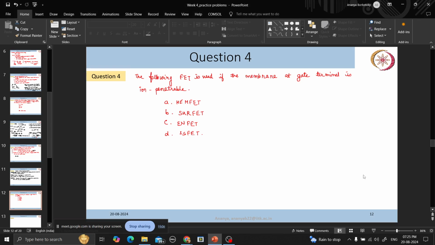You can read about this different type of FET configuration, which is used as a chemical sensor, by yourself. These topics were only very briefly discussed in the lecture notes, but if chemical sensing is of your interest, and specifically using a FET type configuration, say a field effect transistor, for chemical sensing, and if you are working in this area, then you can read more about it.